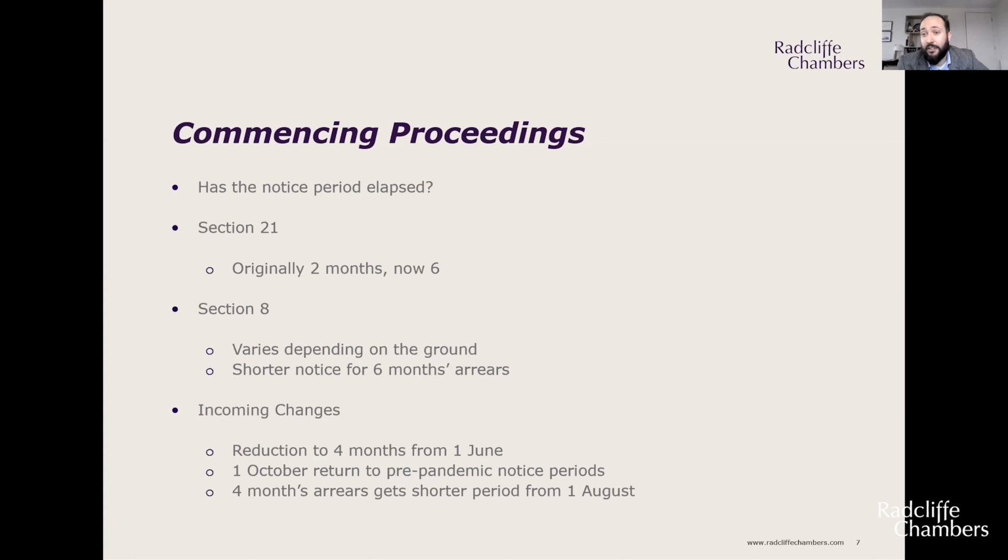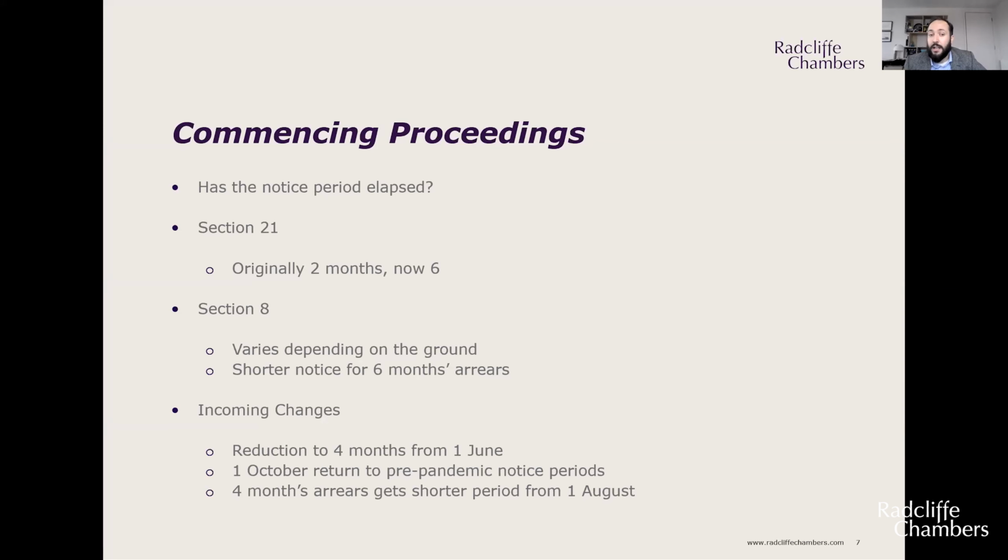However, as of yesterday, the government has announced they're going to change the notices again, which will be good news to a lot of landlords. The Housing Minister, Christopher Pincher, announced that they're going to follow a phased approach to reducing the notice periods for eviction notices. So from the 1st of June, the 6 months will be reduced to 4 months, which is obviously good news because it's shorter.